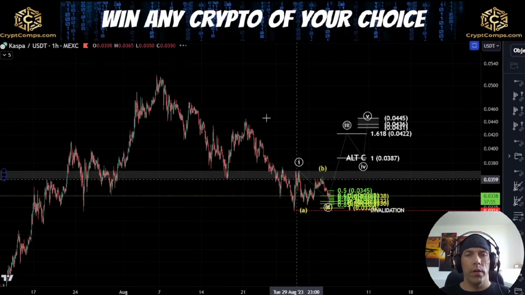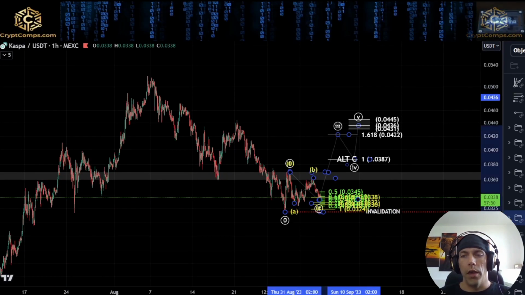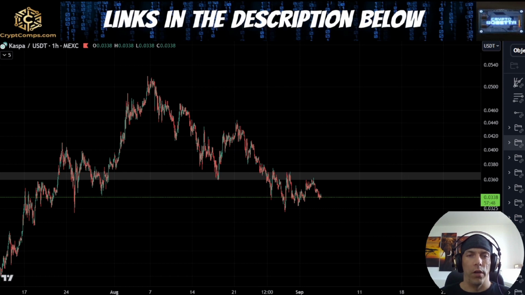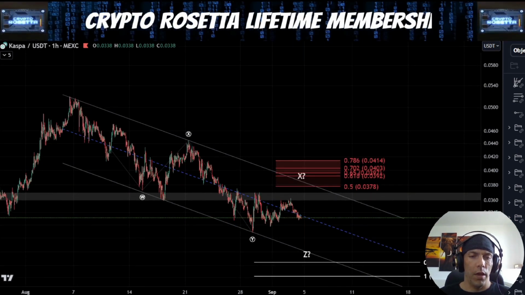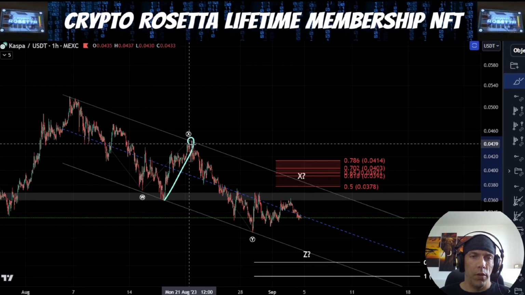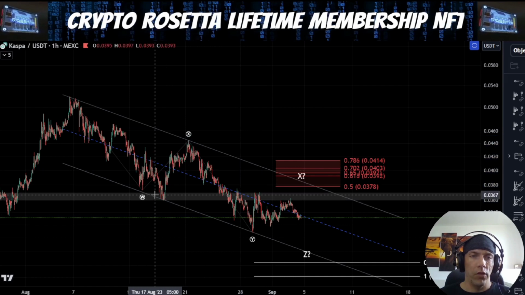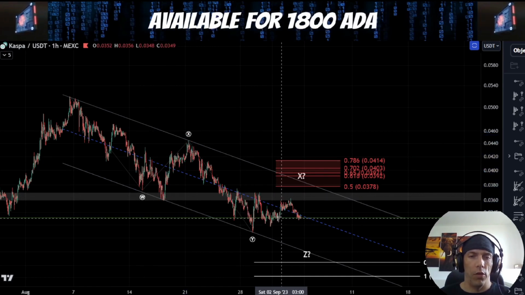So now we're going to go over some of the other ways of counting this move down, in which case it could be incomplete and we could still have some more downside to come here. So in the previous video, what we were saying is that we need to be careful, because this move over here, even though we can potentially count this as 5 waves, could actually just be a flat correction, and we were looking for the possibility of a continuation down.